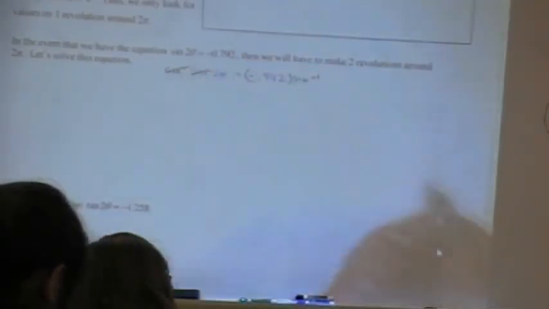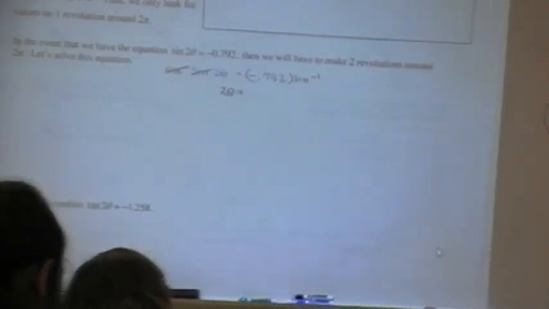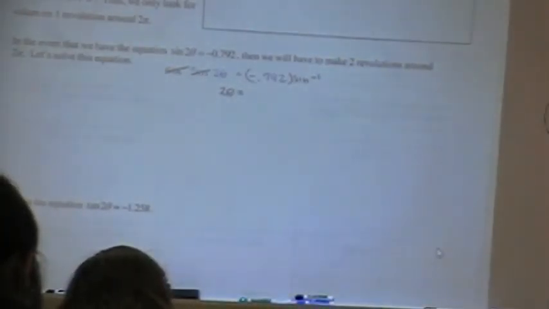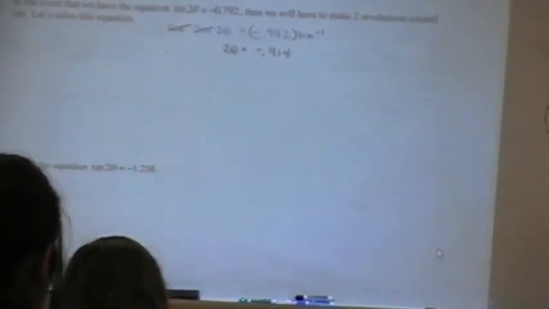I need to get theta by itself. So I'm going to arc sine, because arc sine cancels the word sine. So now I have 2 theta equals... Alright, well when you arc sine is also when you add in 2 pi n. It's also when you split into your 2 solutions. So I'm going to split it right here.